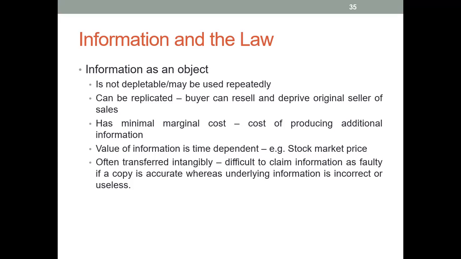Second, information is often transferred intangibly. It means it is difficult to claim information as faulty if the copy is accurate, whereas the underlying information is incorrect or useless. So at that point of time, you can also say that it can be transferred intangibly. So these are some of the points related to information. The way we have seen, information is important, so we have classified it into multiple levels and we have tried to understand information and the law. Clear?